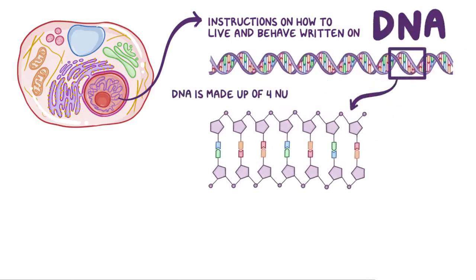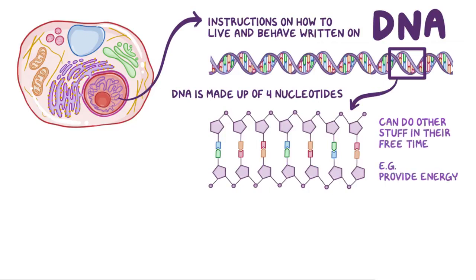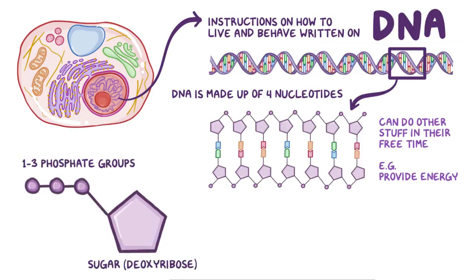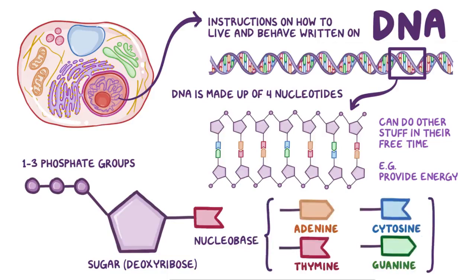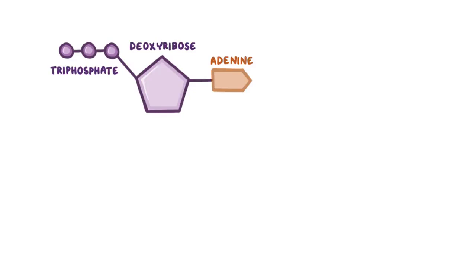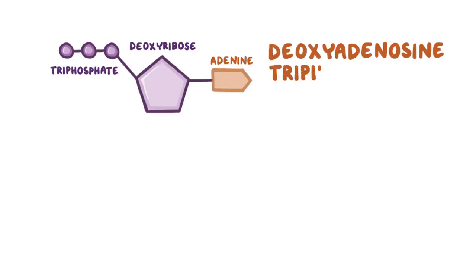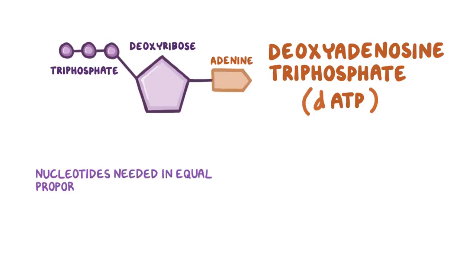DNA is made out of 4 nucleotides, which can do all kinds of cool stuff in their free time, like provide energy to various processes in the cell. Nucleotides are made out of a sugar, in this case deoxyribose, 1 to 3 phosphate groups, and a nucleobase, which can be adenine, thymine, cytosine, or guanine. So, the name of a deoxyribose-containing triphosphatic nucleotide based on adenine that makes up DNA would be deoxyadenosine triphosphate, or dATP for short. These nucleotides are needed in equal proportions in order to make cellular division run smoothly.